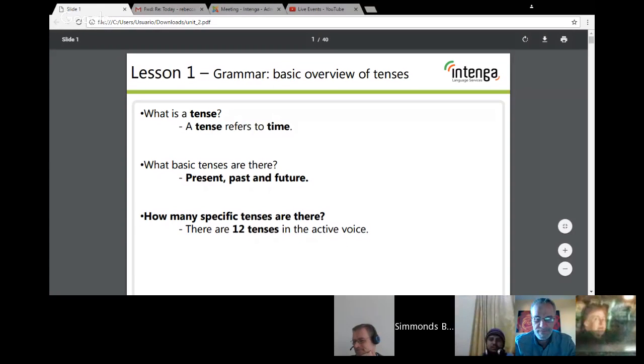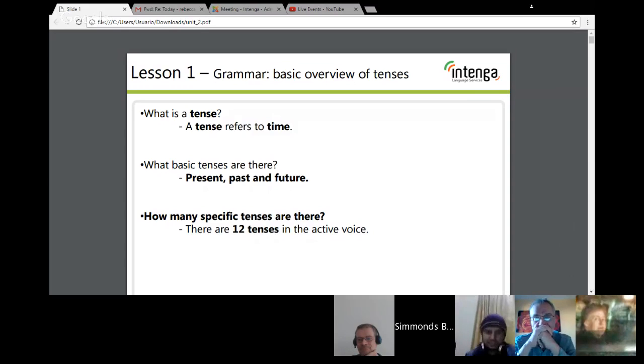Perfect. Okay, so first, welcome back again. And this is the basic overview of tenses, all right? So we'll start with the very basic. What is a tense? A tense is something that refers to time, and the basic tenses are past, present, and future. And there are 12 tenses in the active voice.